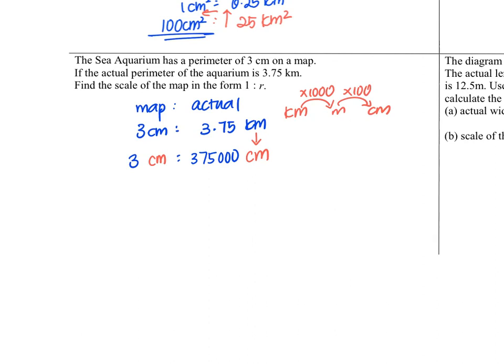Find the scale of the map in the form 1:r. So I've got to make this 1 cm. Now you notice that our cm on both sides are already the same units, so I'm going to drop off the cm. Then I'll divide by 3 to give me the answer, 1:125,000. So this is the scale of the map.